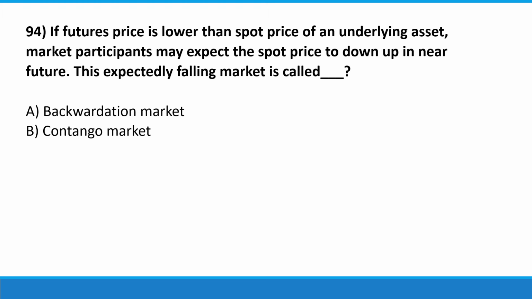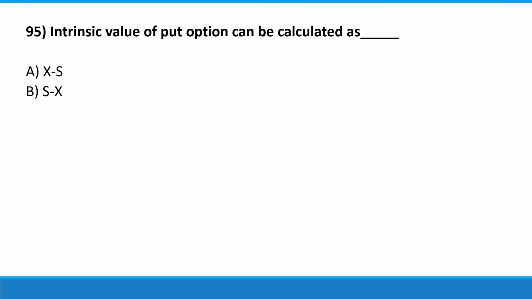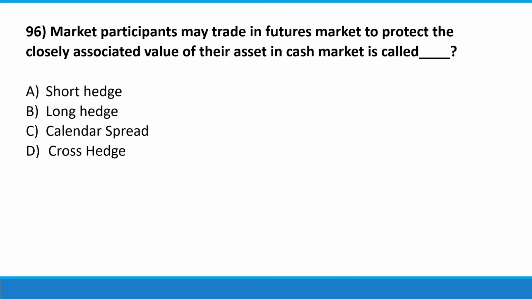The correct answer is option A. Intrinsic value of put option can be calculated as option A, X minus S, or option B, S minus X. The correct answer is option A, X minus S. Market participants may trade in futures market to protect the closely associated value of their asset in cash market is called: option A, short hedge; option B, long hedge; option C, calendar spread; and option D, cross hedge. The correct answer is option D, cross hedge.